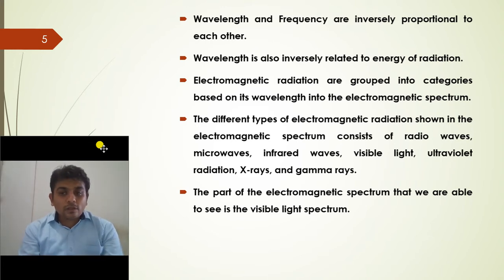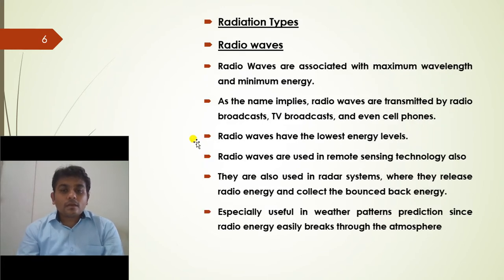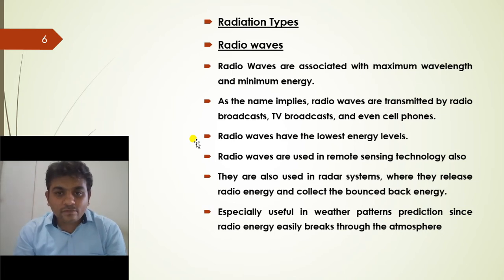Now, among all these radiations, it is the visible light which we can easily see through our naked eyes from the entire electromagnetic spectrum. All the other radiations cannot be seen through our naked eyes. Now, starting with the types of radiation, as we have gone through the names of all the radiations composing the electromagnetic spectrum, we'll go through some important properties of these radiations.